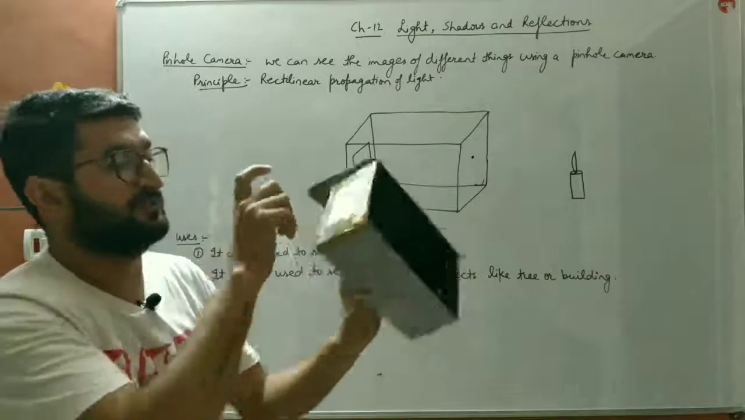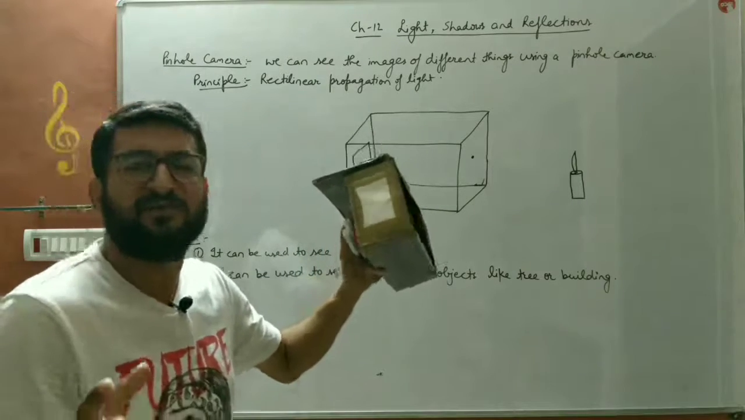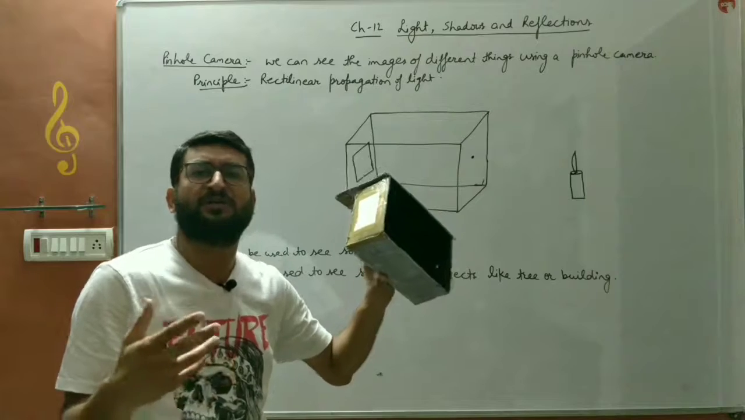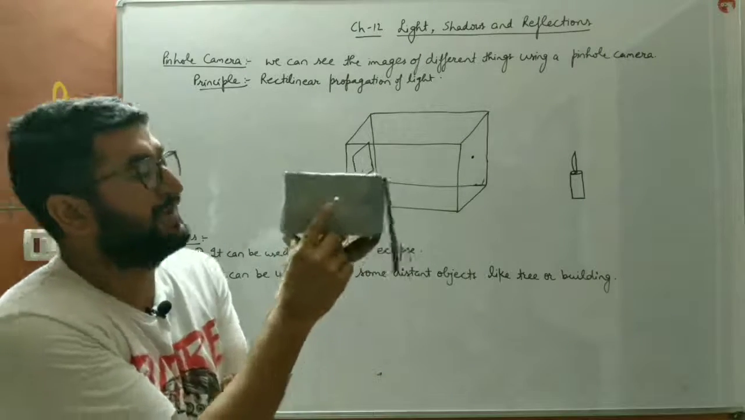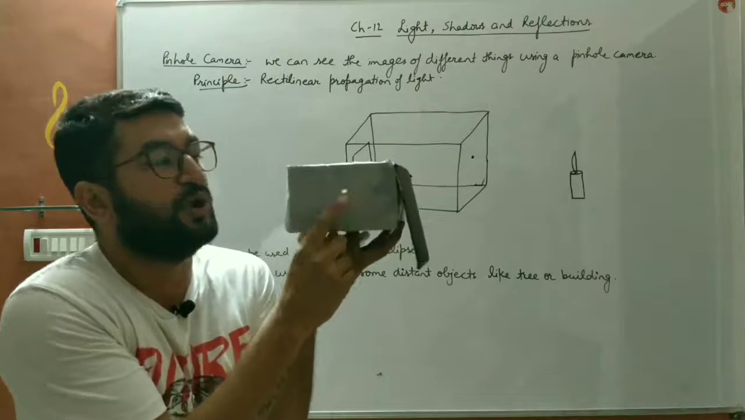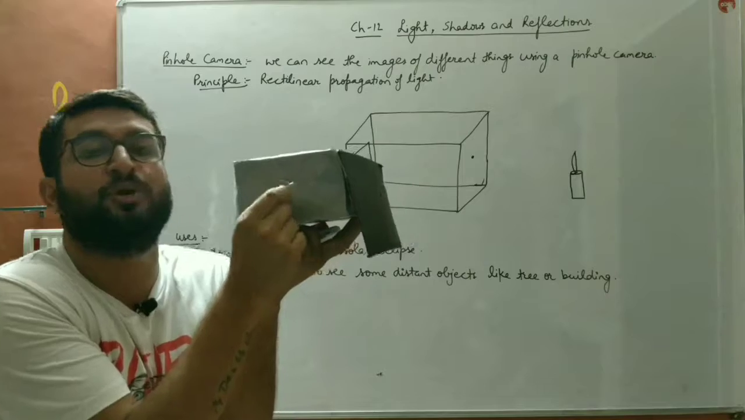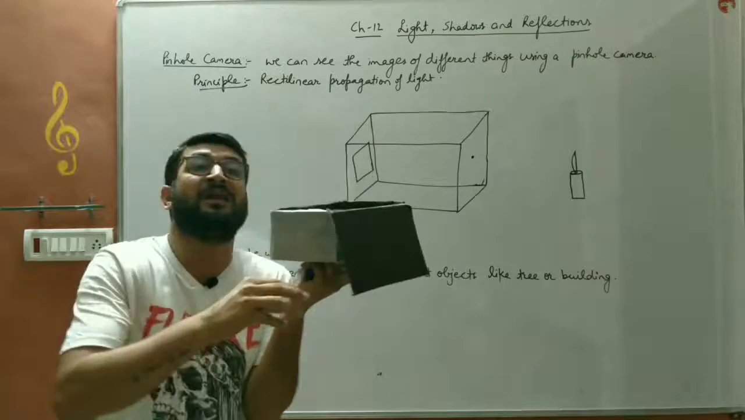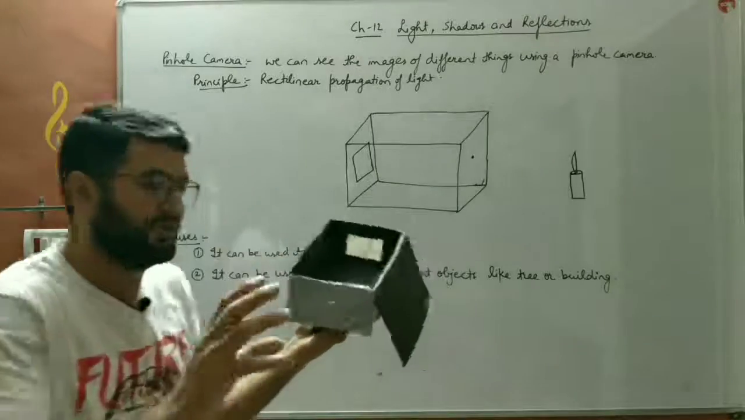This is butter paper, bache. This part is butter paper. It is very easily available in bakery shops as well as in disposable market shops. On this side, you have to make a hole. This hole is small, so that is why it may not be visible to you. But on this side, make a small hole. If you make that hole larger, then multiple images will form. That I'll explain to you later on.